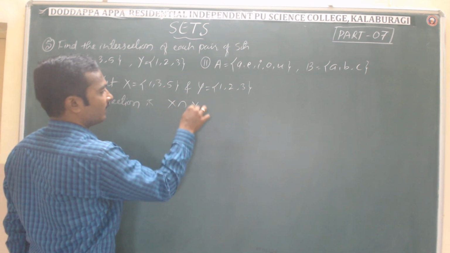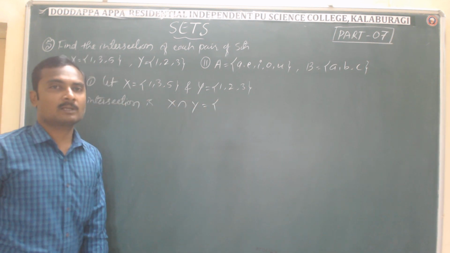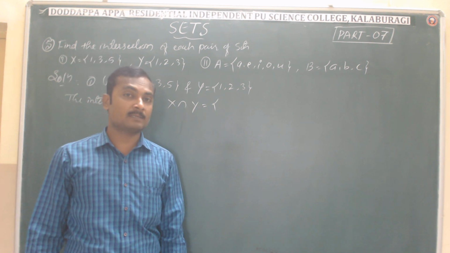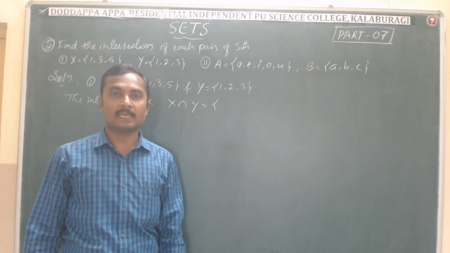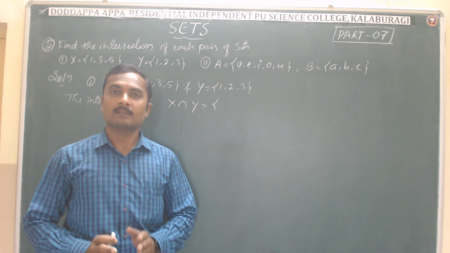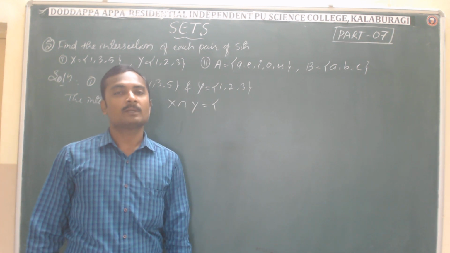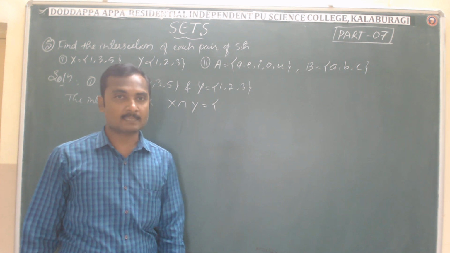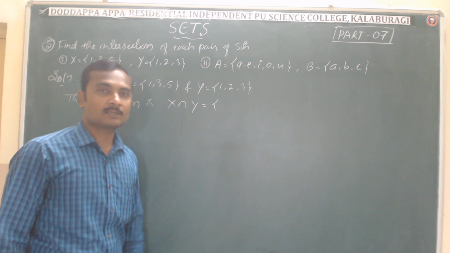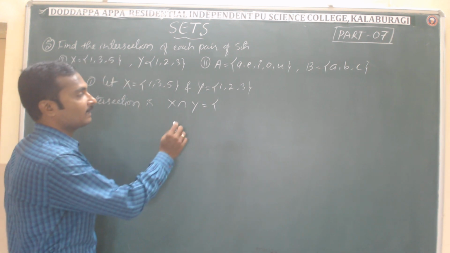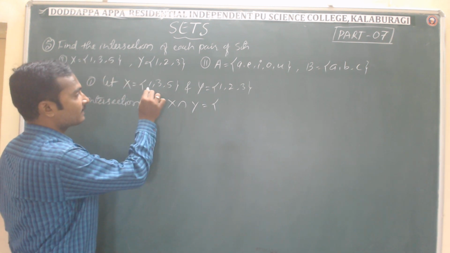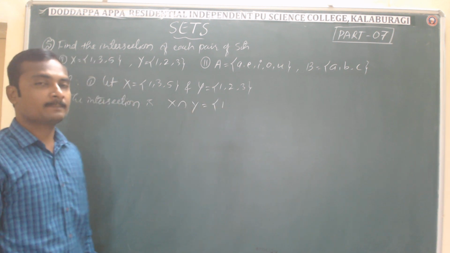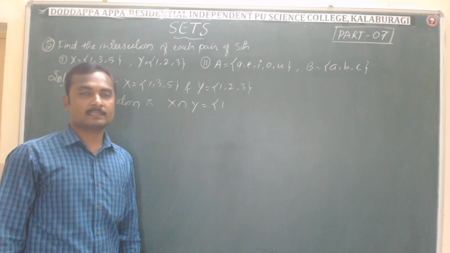X intersection Y. The intersection of any two sets contains the common elements of both the sets. The element which is present in the first set and in the second set both, we will choose as an element of the intersection of those two sets. So let us choose the common elements of the sets X and Y. One is present in the set X, one is present in the set Y. So one is an element of X intersection Y.